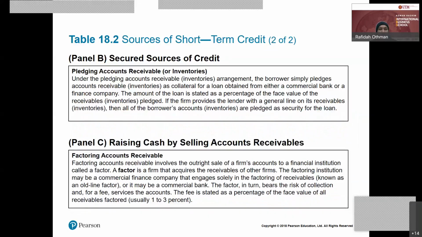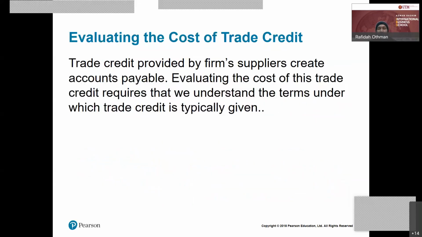And you also have this pledging accounts receivable. Pledging means that you put your accounts receivable as a collateral. Compared to factoring accounts receivable, where you actually sell your accounts receivable. So the collection will be done by another party who purchases your accounts receivable. So this is what I call factoring. Okay, so I want you to read all this. This is one of the elements of source of funding under short-term financing.